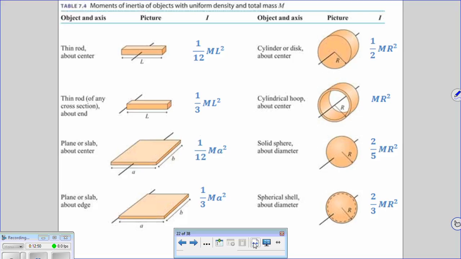Whereas if you take that same long skinny rod and rotate it around its end, now the rotational inertia is 1/3 ml squared. More inertia, right? 1/3 is bigger than 1/12 because more of the mass is now farther away than if I pivot it about the middle. Follow?